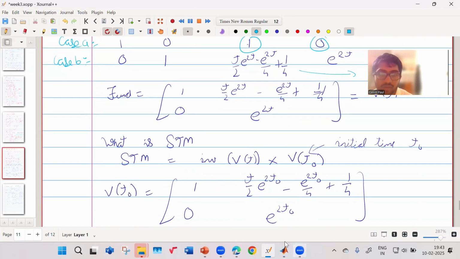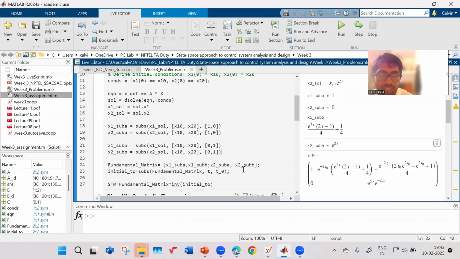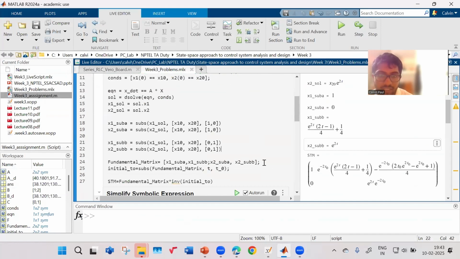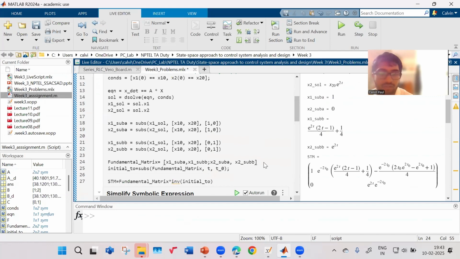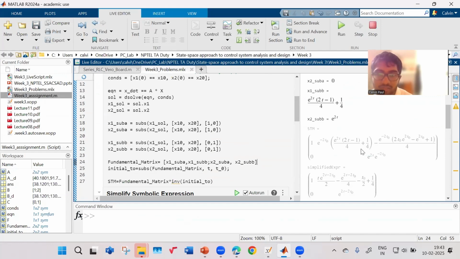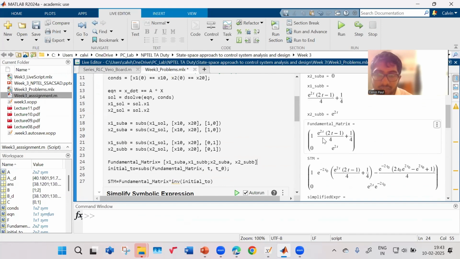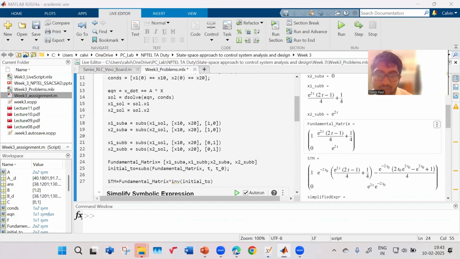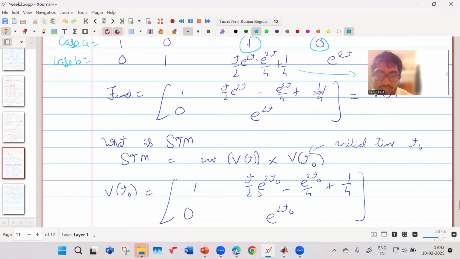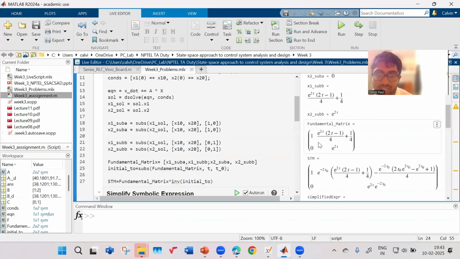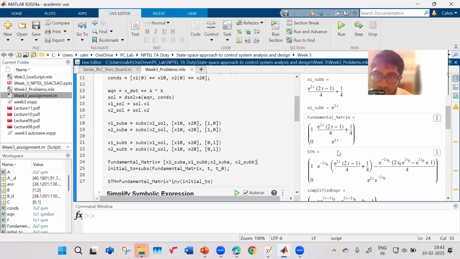Now, what we have to find, the fundamental matrix is given by this expression. So let us see what is the fundamental matrix. The fundamental matrix comes out again in this format: 1, 0, and e to the power 2t, (2t minus 1) by 4 plus 1 by 4, and e to the power 2t. So this is the fundamental matrix.